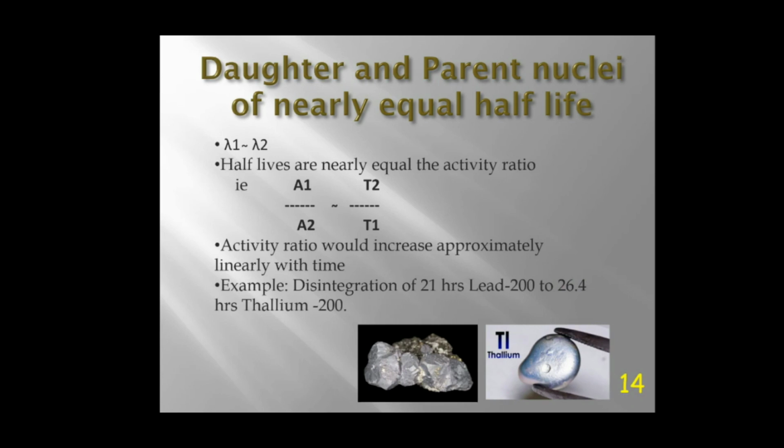Now this is another condition based on the law of successive disintegration, that is, when the daughter and parent nuclei are of nearly equal half-life. This implies that lambda 1 will be approximately equal to lambda 2. From this we can conclude their activity ratio, A1 by A2, is approximately equal to T2 by T1, and the activity ratio is directly proportional to the time. An example is thallium 200, with half-lives of 21 hours and 26.4 hours.